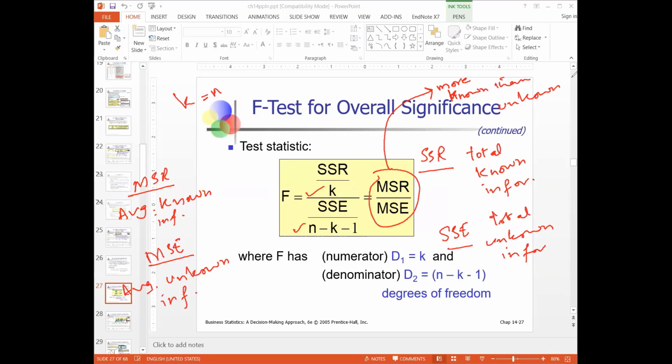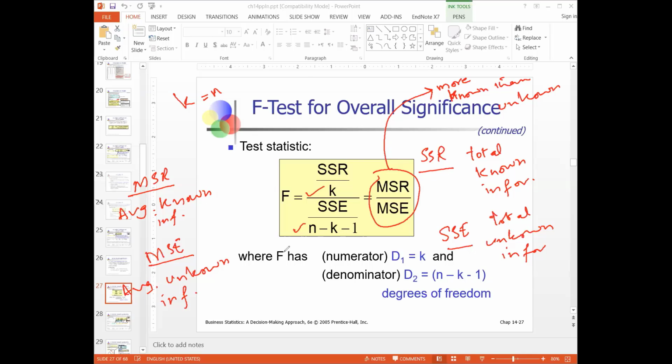So we want to make a model where on average we have more known information than unknown information. Because if the unknown information is more than the known information, then most probably the result might cancel out. Your known information might be opposite to the unknown information and they cancel out and there is no change. So for a model to be good, we need to make sure our F value is big. And how big it should be, we'll look at in the next slide.